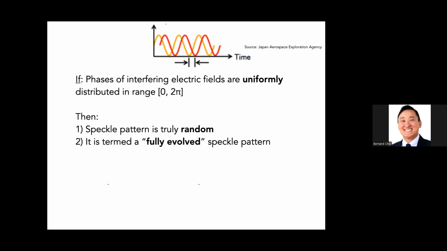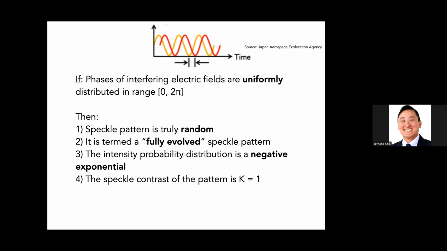It's called a fully evolved speckle pattern if this condition is satisfied. And I'll show you what that can look like. The interesting thing is that this means if I look at all the intensities in the image and plot it as a probability distribution, it follows a negative exponential. This is all theoretical.